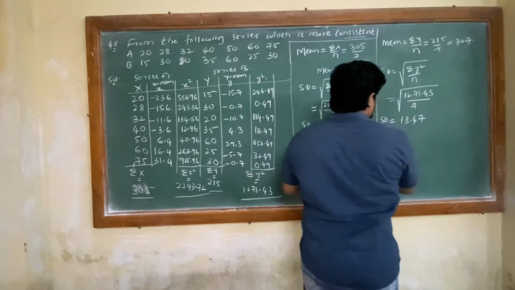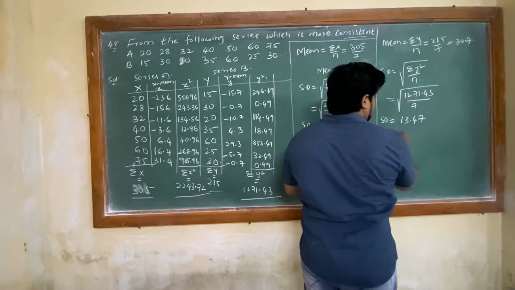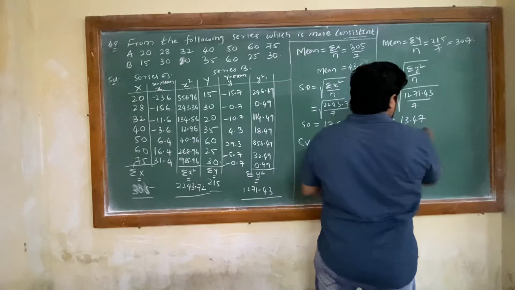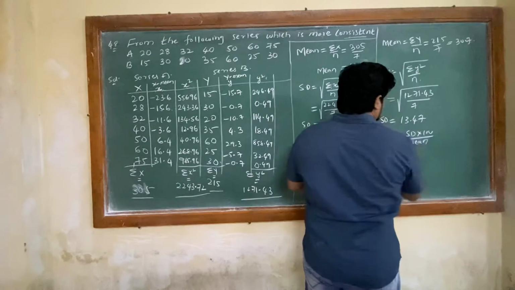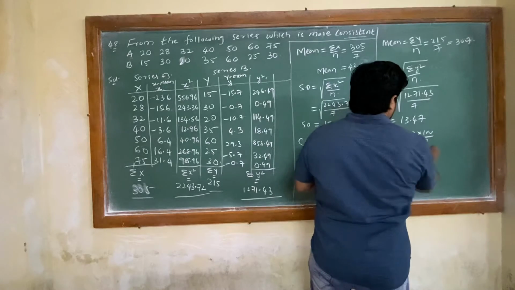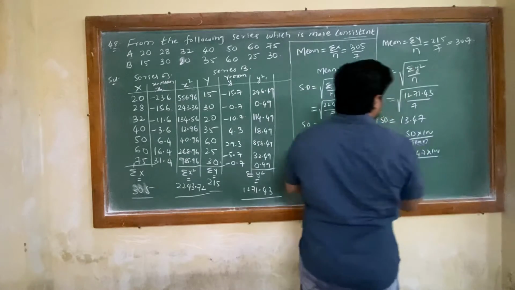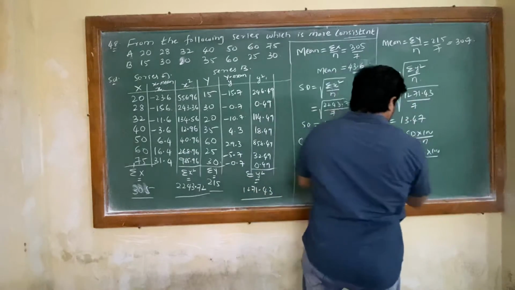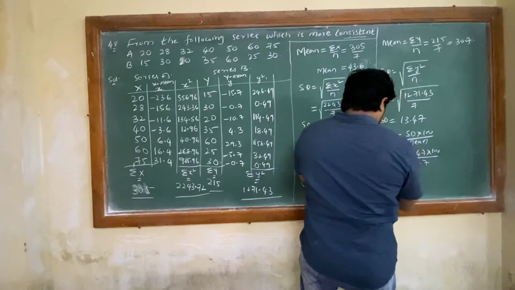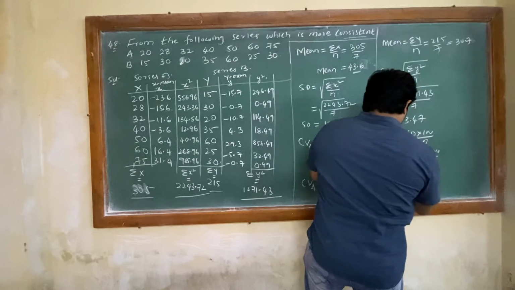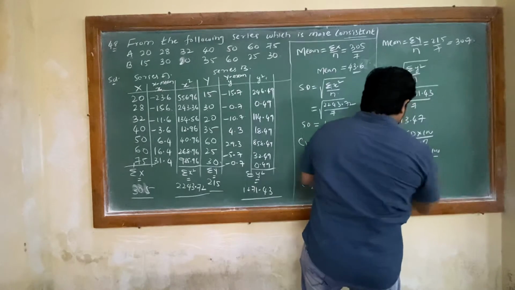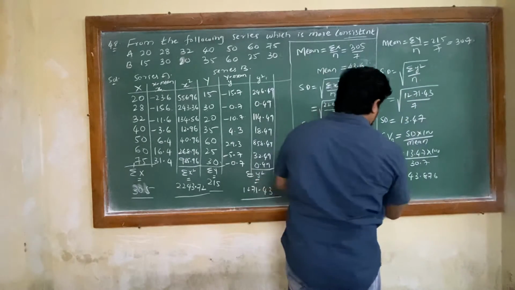We need the coefficient of variance of series B. Standard deviation into 100 divided by mean. So the standard deviation is 13.47 into 100 divided by the mean value. Mean is 30.7. After multiplying and dividing this value, we will get 43.876. So this is the coefficient of variance of B.